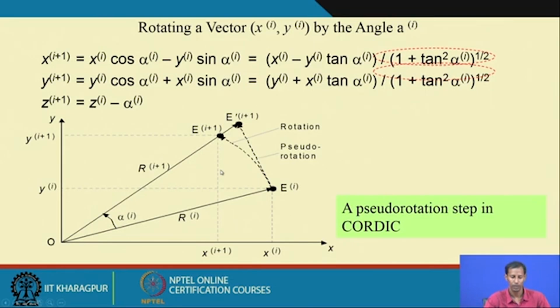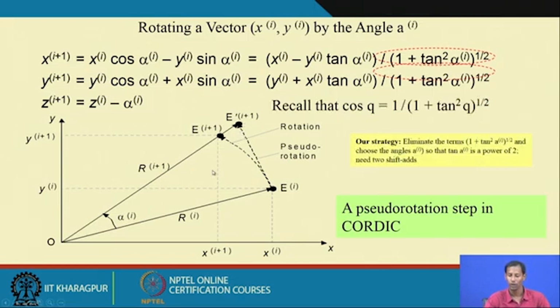In the same manner, we can write y2; in the case of y1 this is minus, and here this is plus. So this is the initial vector and this is the pseudo rotating vector. This is the corresponding trigonometric function: cos theta equals 1 by the square root of 1 plus tan square theta. Okay.